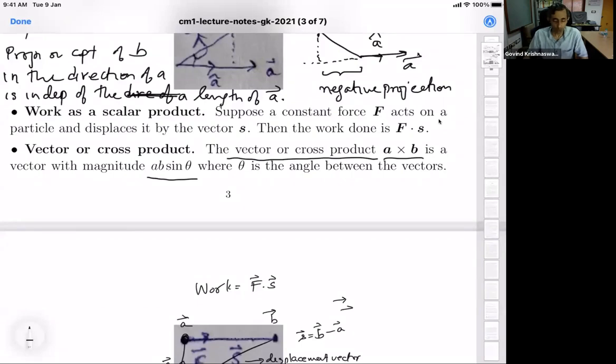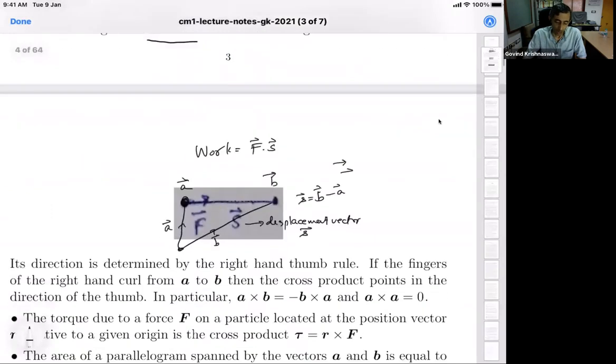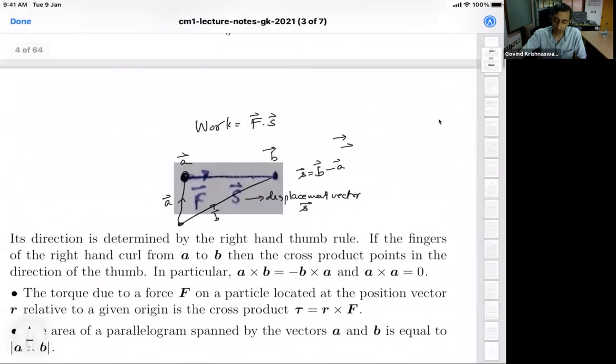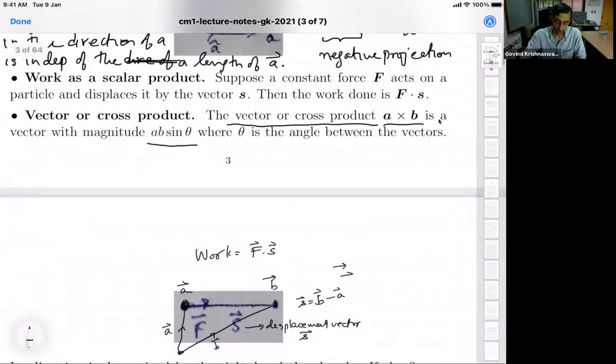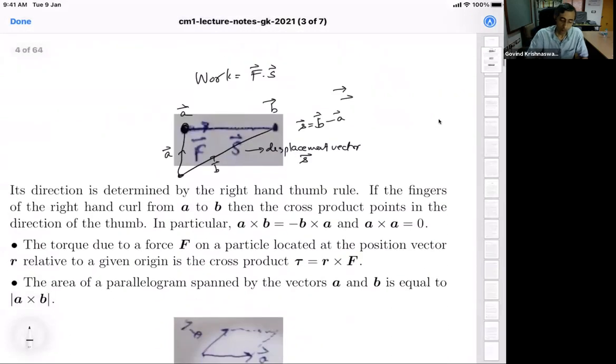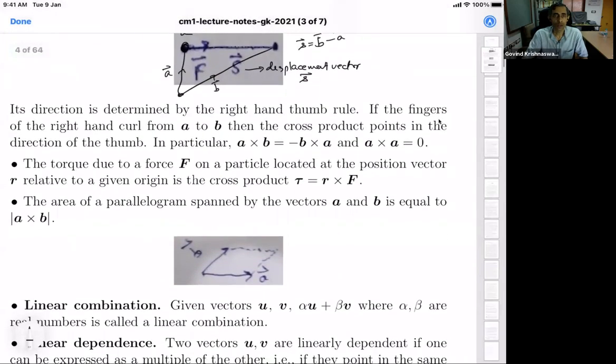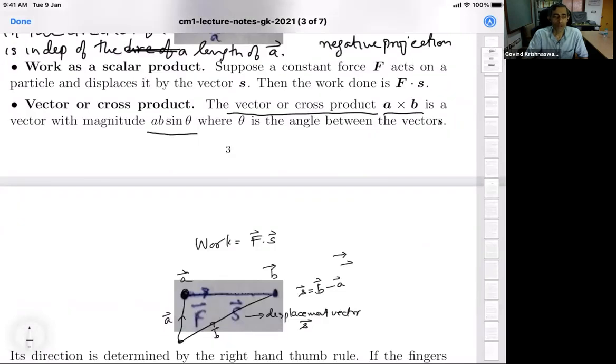The cross product also brings in geometry because the sine of the angle enters, but it's bringing things in a slightly different way. Here theta is the angle between the vectors. Now I haven't yet told you the direction of the cross product, so let me draw a picture to explain that. The direction of the cross product is defined by a very human process of using your hands. So let's see. I have a vector A, I have a vector B, and I want to compute or define A cross B.